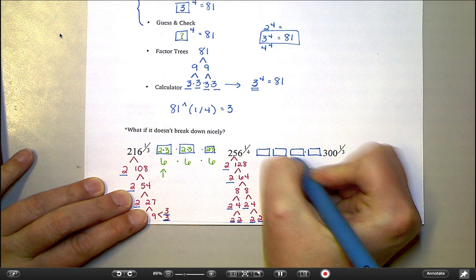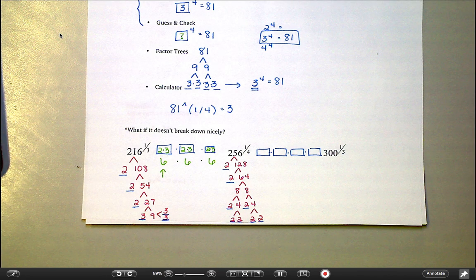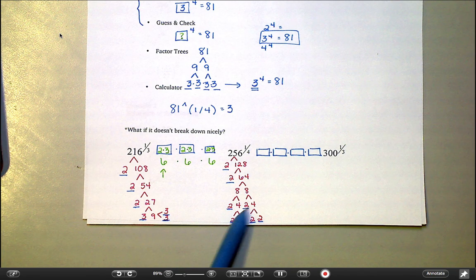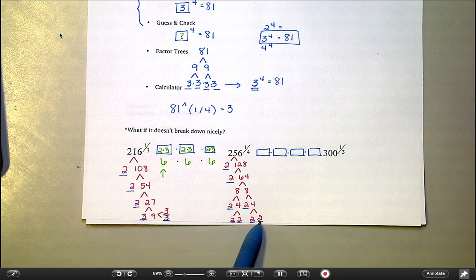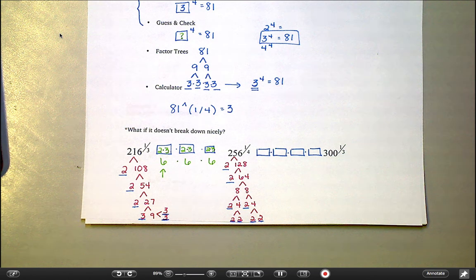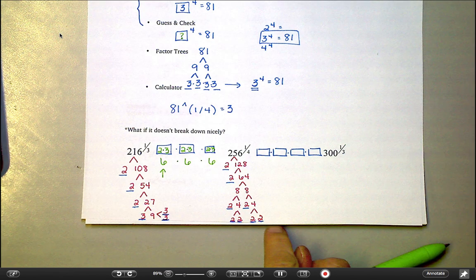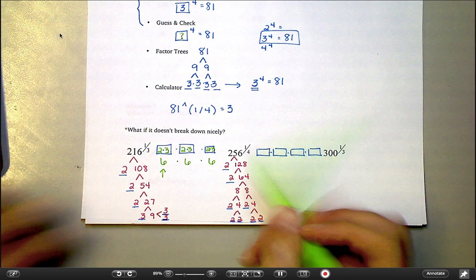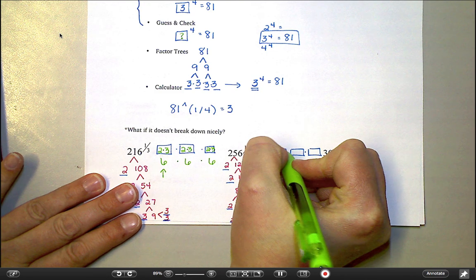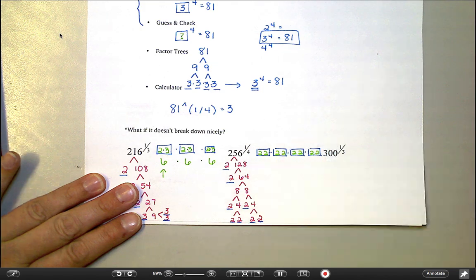Okay, I want something times something 4 times to make 256. The problem is when I just broke it up, I ended up with 1, 2, 3, 4, 5, 6, 7, 8 pieces. Okay, and I was only trying to split it into 4 pieces. So just like we did before with this one, I have 8 2's to put into 4 boxes. So I'm going to go 1, 2, 3, 4, 5, 6, 7, 8.